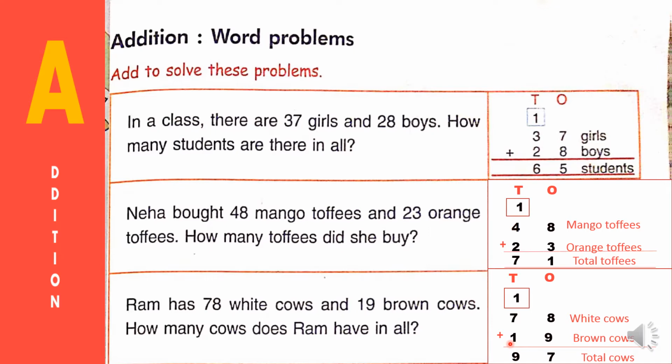So how many cows does Ram have? Total 97 cows Ram has. Okay, children, this is the answer. In this way we have to solve all these problems.